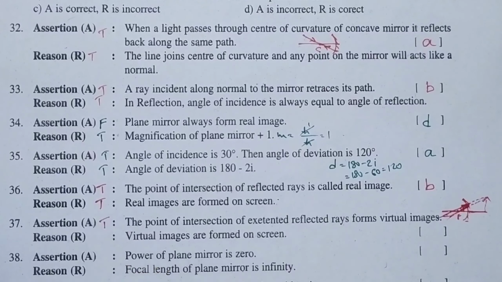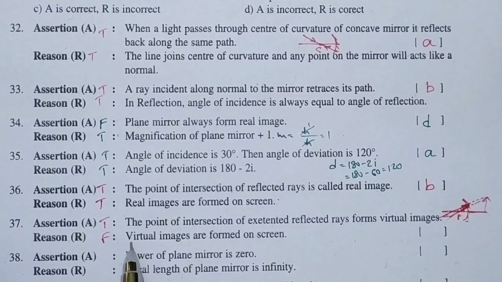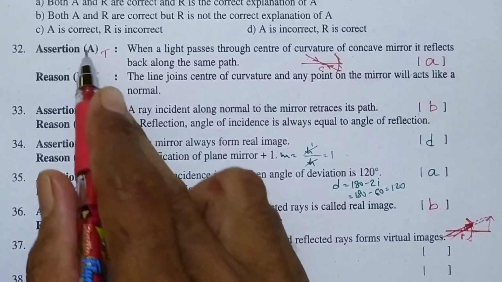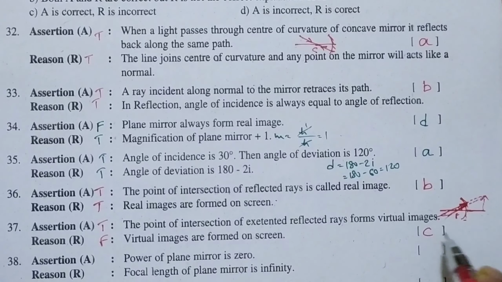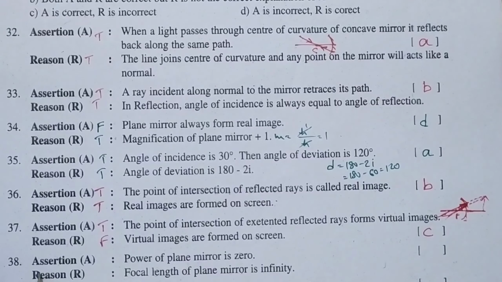So this is true. Virtual images are formed on screen. This is false. So A is correct and R is incorrect. So here if you observe, option C, A is correct, R is incorrect. So for 37th one, option C is the right answer. Now let us see question number 38.